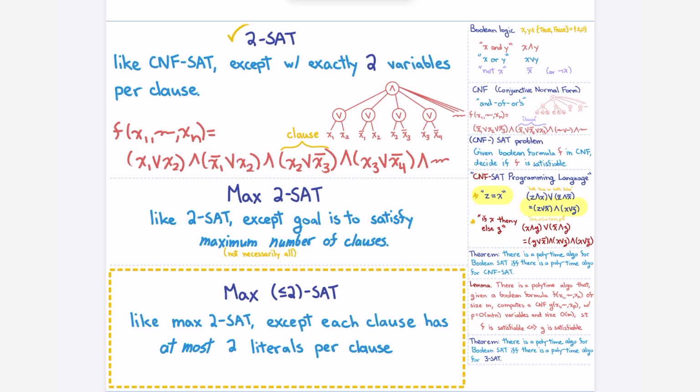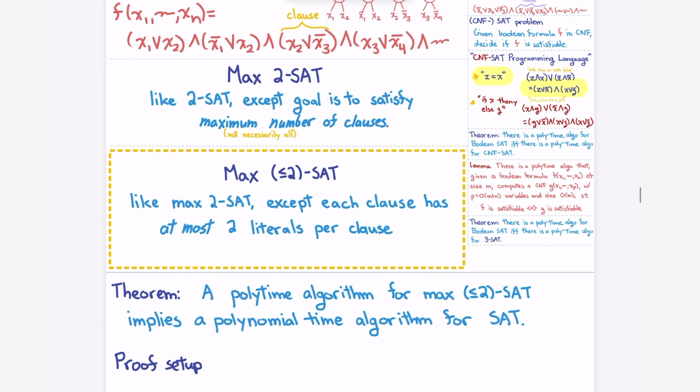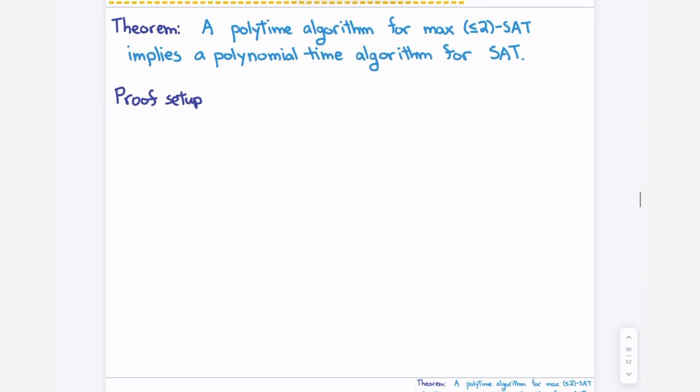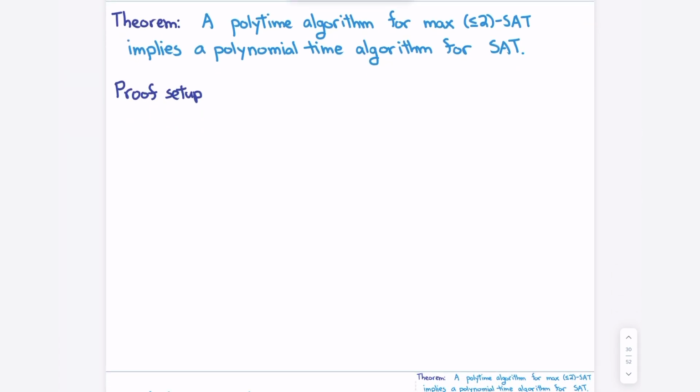variables. So here's what we're going to try to show. We're going to show that the slightly different problem with at most two variables per clause is probably going to be pretty hard. That a polynomial time algorithm for this problem will give you a polynomial time algorithm for general sat. Okay.